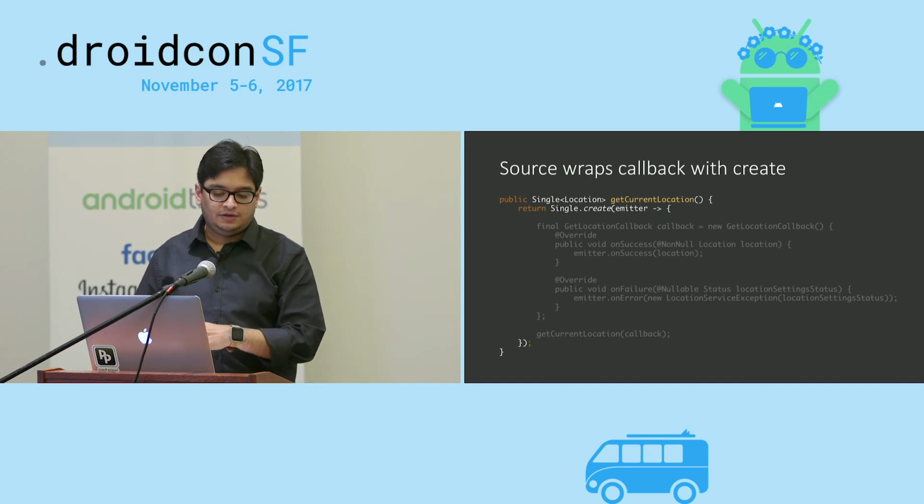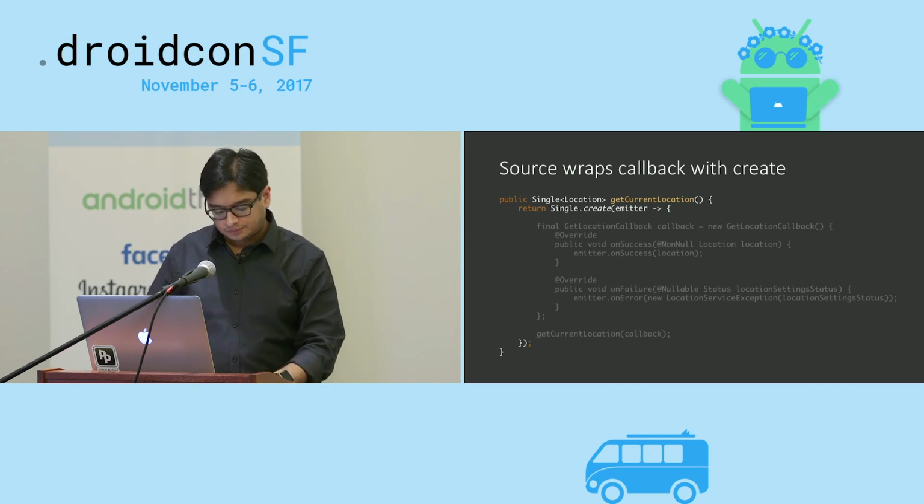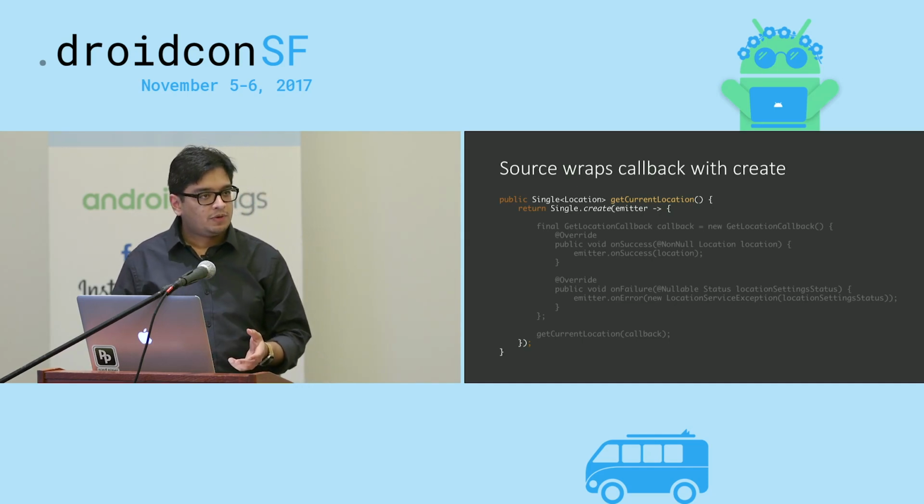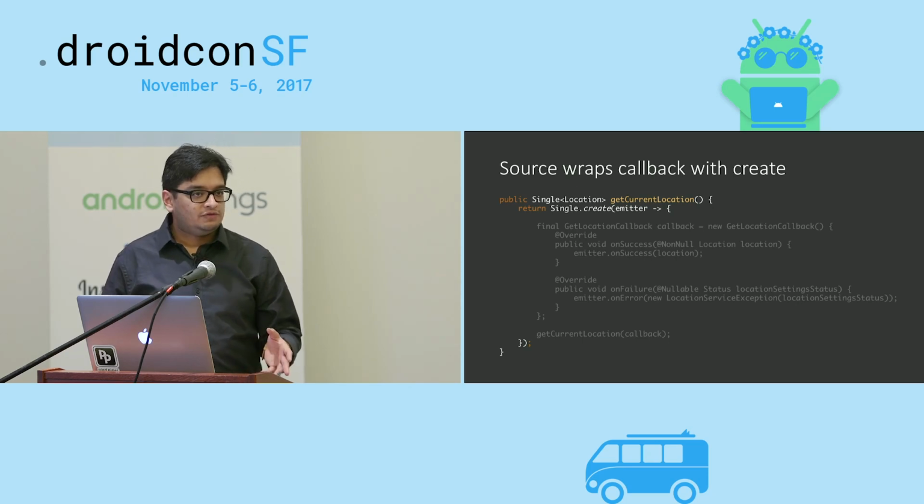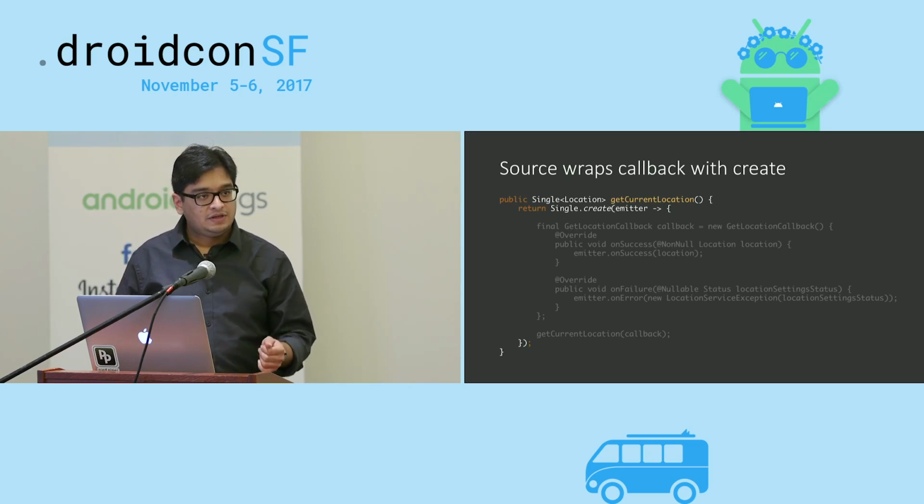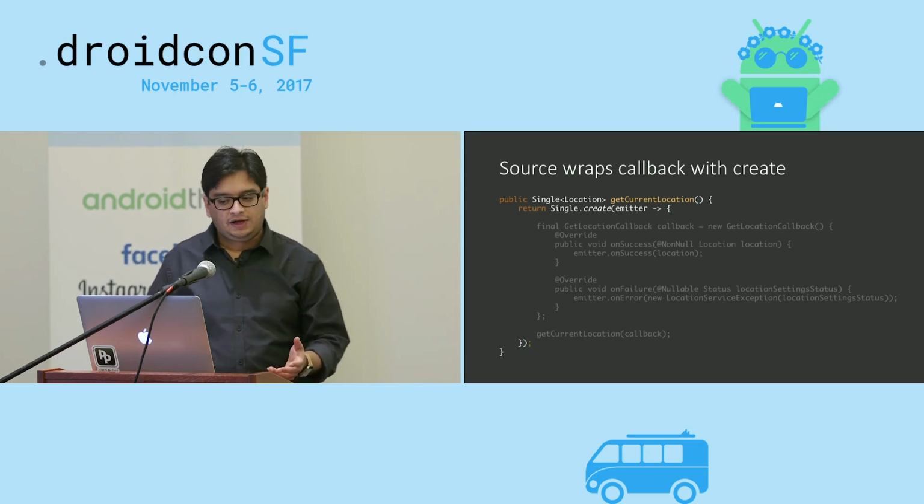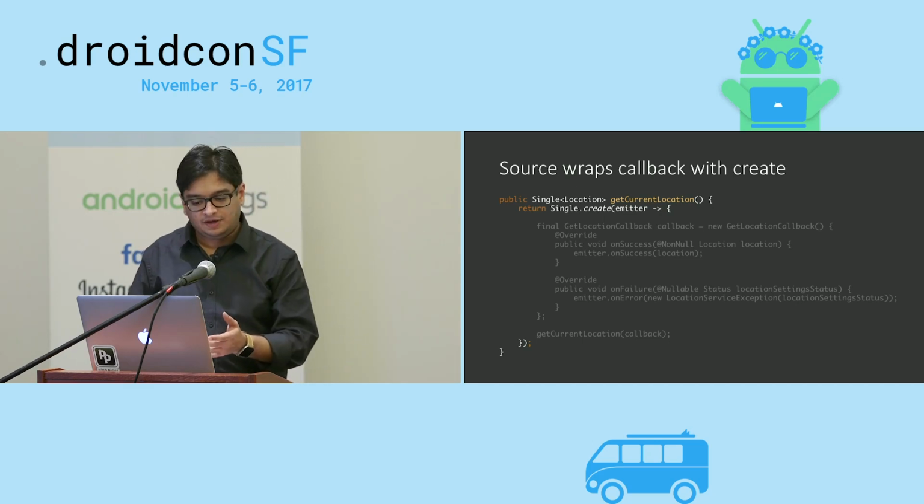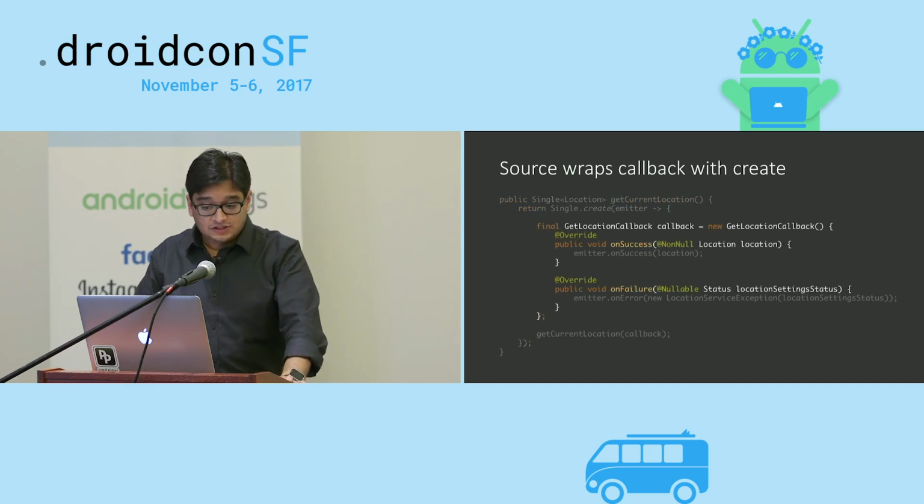So we use this create operator. If you see, we are calling this create operator on Single. Single, if we remember correctly, was something that emits an item or errors out, and that's what we need, right? That's how it mimics our callback behavior. So this is a callback that we implement inside this.